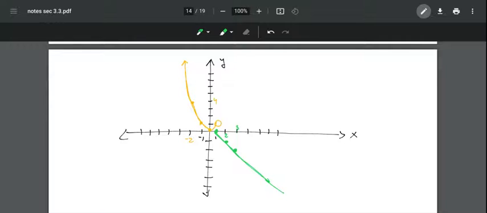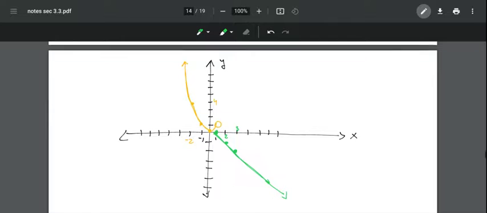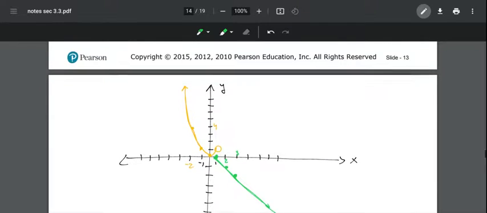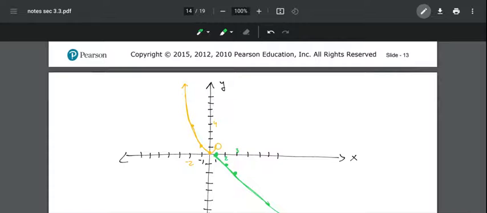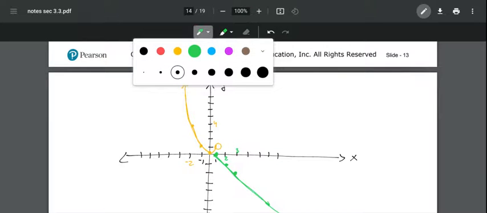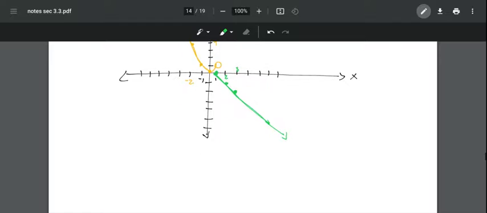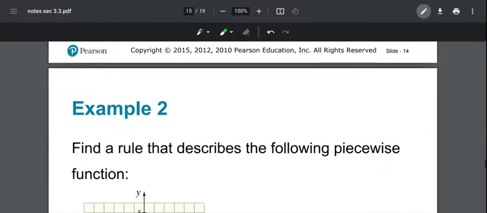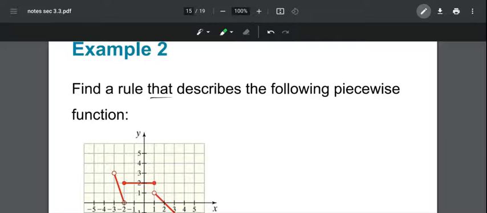It will keep going down because for x's we can select any x greater than or equal to 1. So this is the graph of the piecewise defined function. We have a quadratic and then a linear function. Okay. And the next part, find a rule that describes the following piecewise function. So here they want you to find the equations for this piecewise defined function.